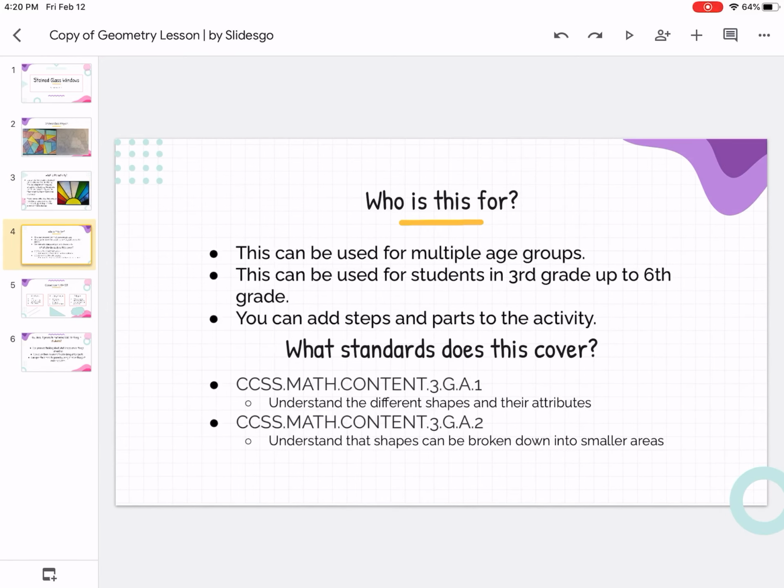So this can be used for multiple age groups. I specifically chose 3rd grade for my example of how I did it. However, you can increase the difficulty for 6th grade by adding steps and parts to the activity. So for 3rd grade, it covers the standard 3.G.A.1, which is understanding the different shapes and their attributes, and then 3.G.A.2, which is understanding that shapes can be broken down into smaller areas.